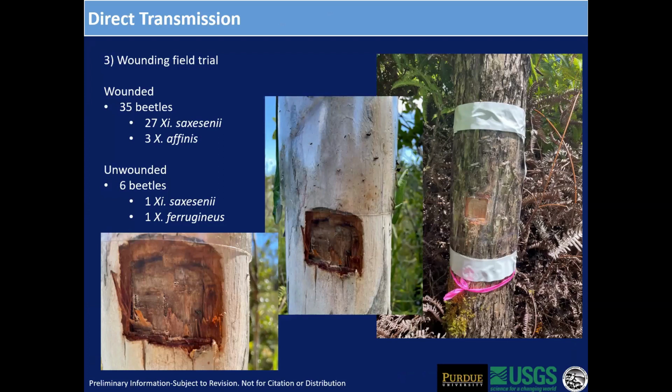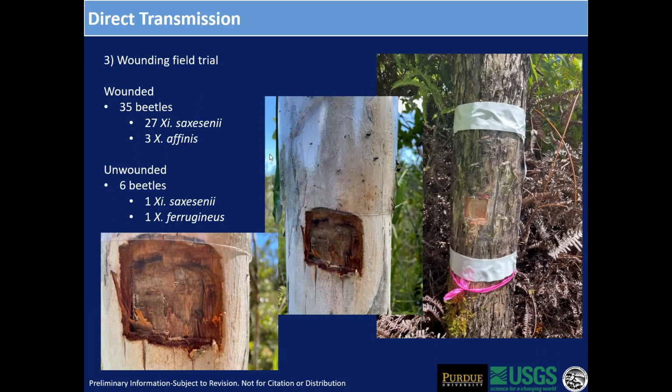And the final part is the direct transmission. So this is our wounding field trial. And so what we did was we monitored 5 unwounded healthy ohia and wounded 5 ohia in 2 different trials. So then we had a total of 10 wounded and 10 unwounded trees. So we made these wounds that were 4 by 4 centimeters onto healthy trees, and also tested them and made sure that they didn't actually have rot and they just weren't expressing the wilt symptoms.